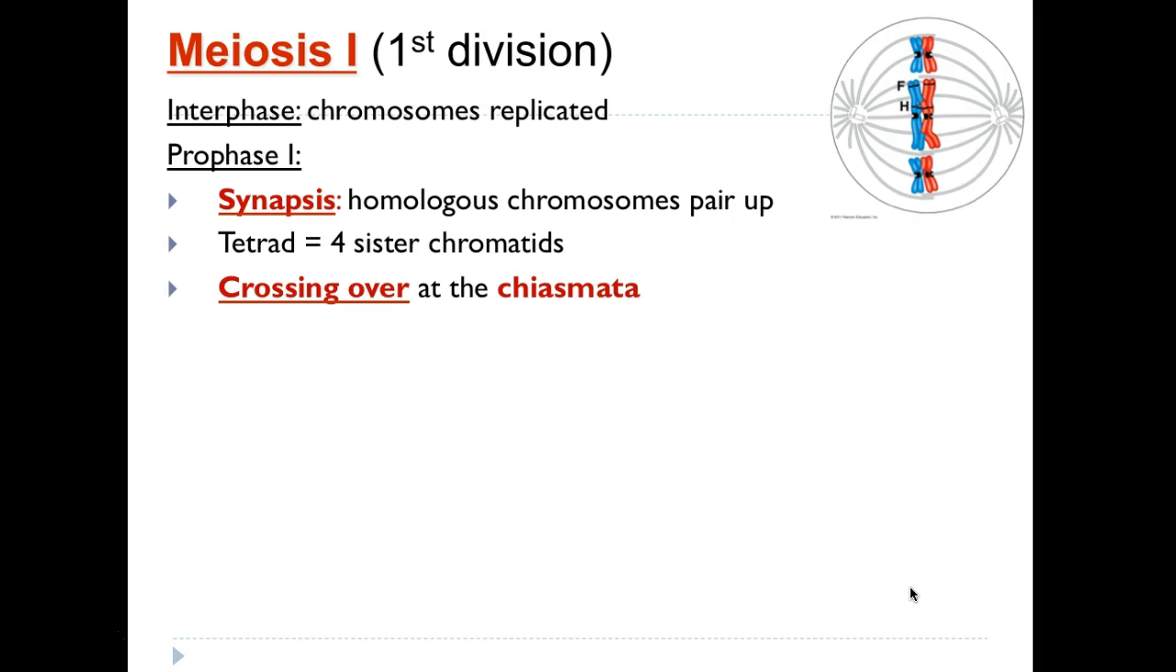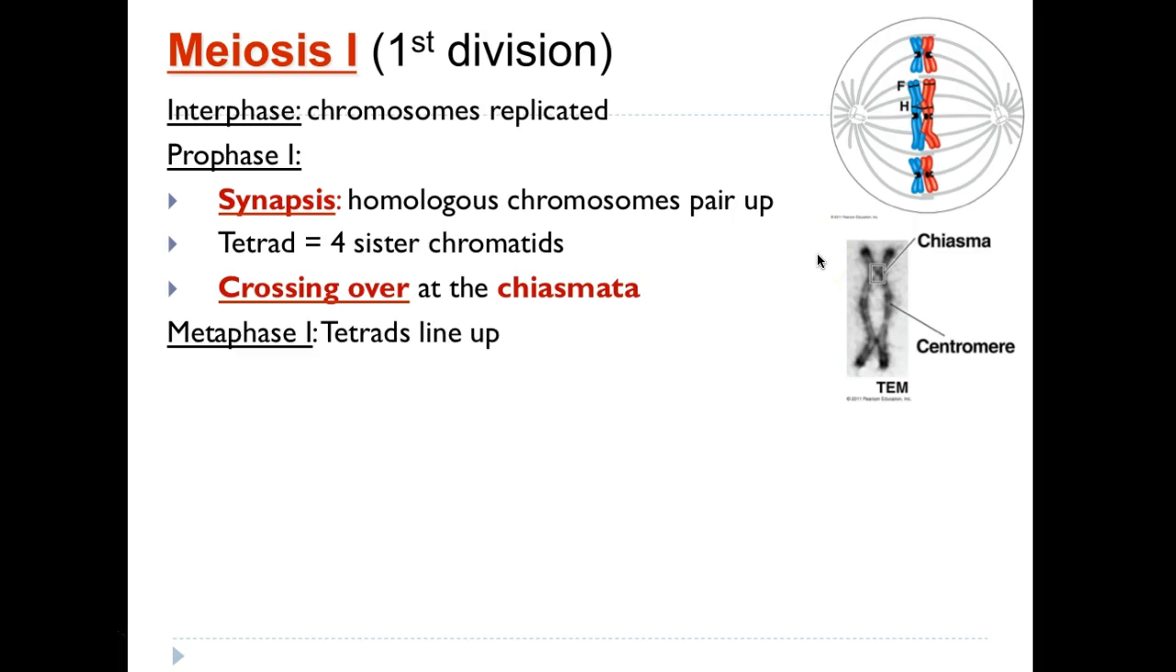At this point, a special event could occur that's going to increase the genetic variability of the resulting product. And that is called crossing over. And crossing over is going to be at a point called the chiasmata. So here you can see the chiasma in this transmission electron microscope picture of the paired homologous chromosomes. And right there you could see where crossing over would occur. Crossing over is going to take place on the insides of the homologous chromosome pairs.